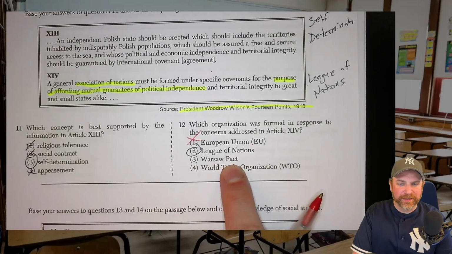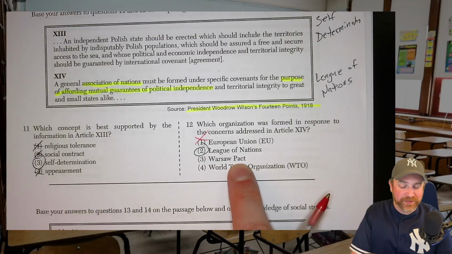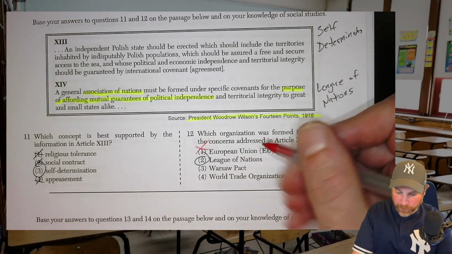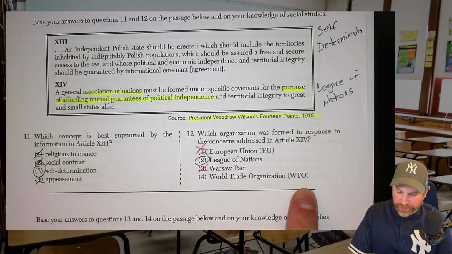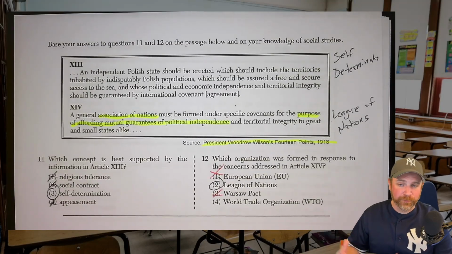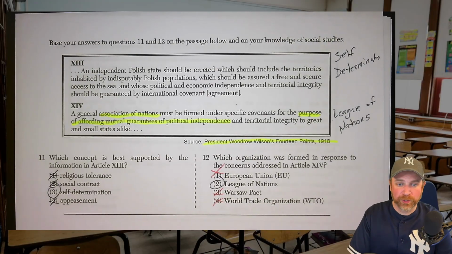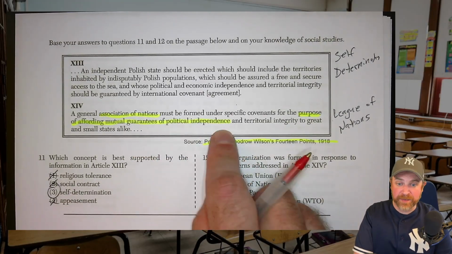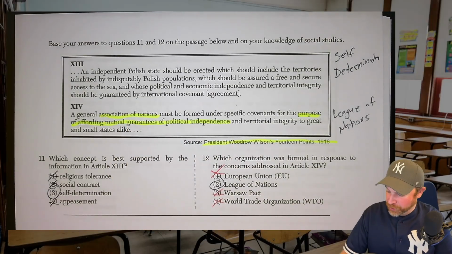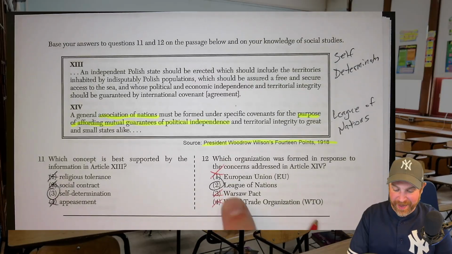Warsaw Pact was the alliance of Eastern European states with the Soviet Union during the Cold War, right, to protect the Eastern countries. Nothing to do with the League of Nations or Woodrow Wilson's 14 points. The World Trade Organization appears after World War II, and that organization is designed to keep free trade happening in the world and resolve trade disputes between countries, right? So kind of eliminating barriers to trade. Nothing to do with Woodrow Wilson saying we need guarantees of political independence by having an association of nations. Okay, that's like an economic thing. So choice 2, like I said, League of Nations is the answer for number 12.